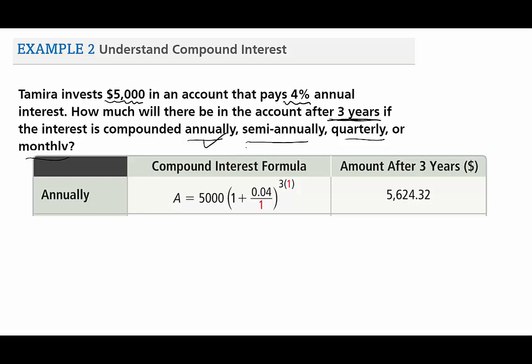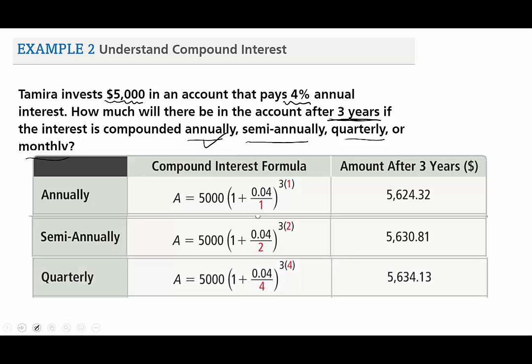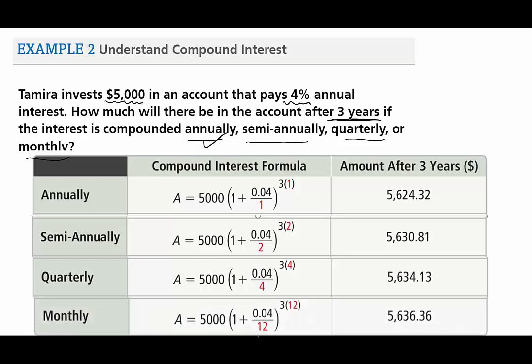So that's our annually. So what's going to change is that 1 that you're seeing in red when we move to semi-annually. So the N value will change to 2. We don't get that much more money, but we do get a little bit more money. Quarterly will change to 4 times a year. And monthly will change to 12.